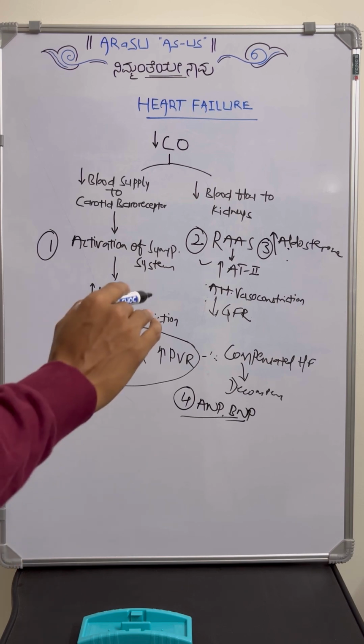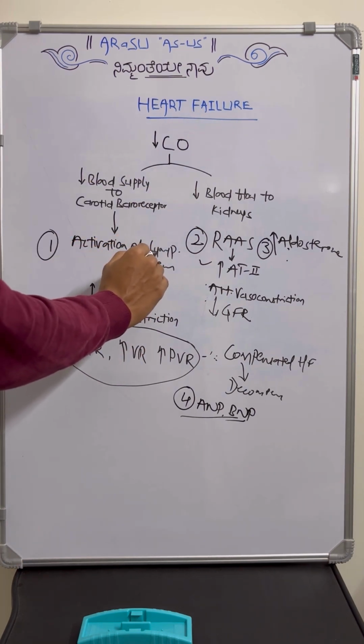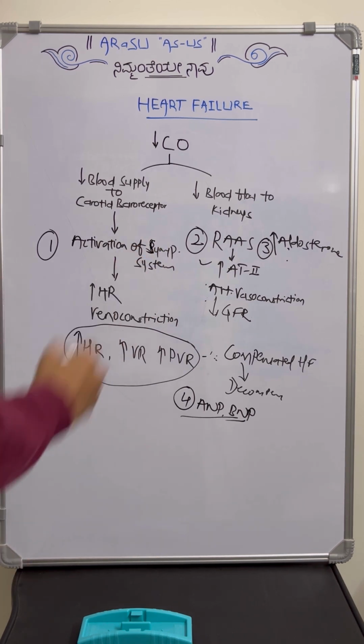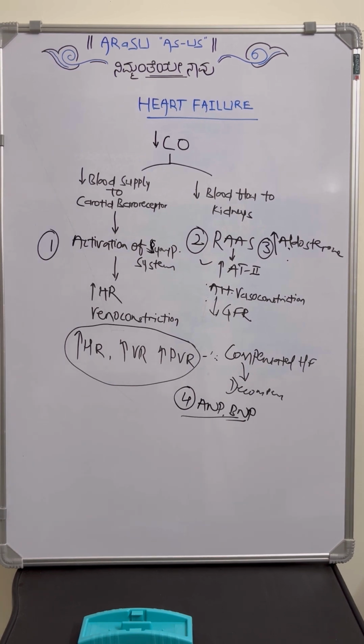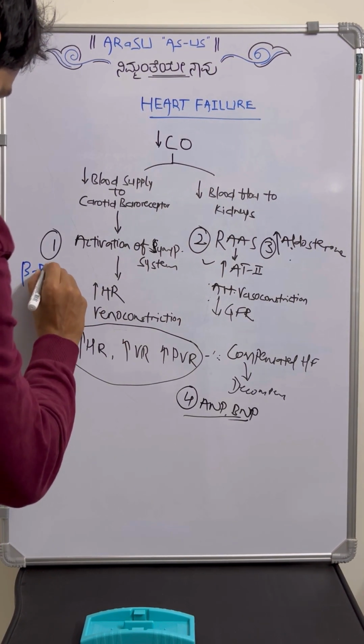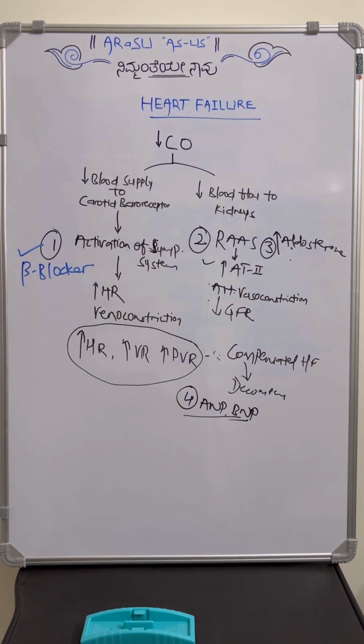So what will be our proper medications for a heart failure patient? First, we have to handle this increased sympathetic system. So how do we handle? We will use what? Beta blockers. So for this, beta blockers are helpful. So first drug is beta blocker. It will lead to control of the heart rate.